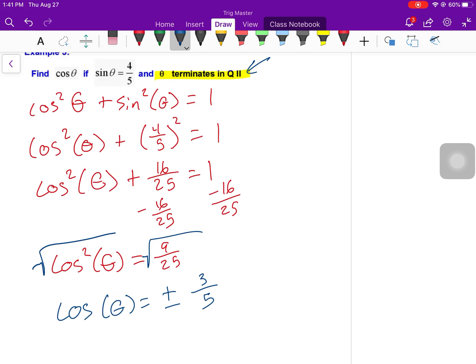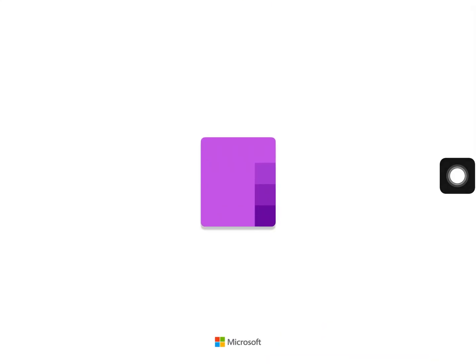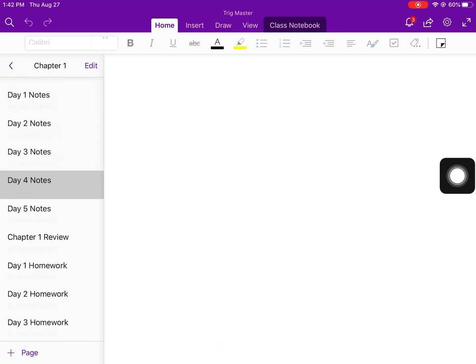Now is when I come back and check in which quadrant it has to be. So if I just think of quadrant 1, 2, 3, 4, my cosine always has to do with my x value. So if the x's are positive, cosine is positive. So cosine is positive here in quadrant 1 and quadrant 4. I need to be in quadrant 2. That's my x value being negative. So that means cosine of theta, oops, sorry about that.